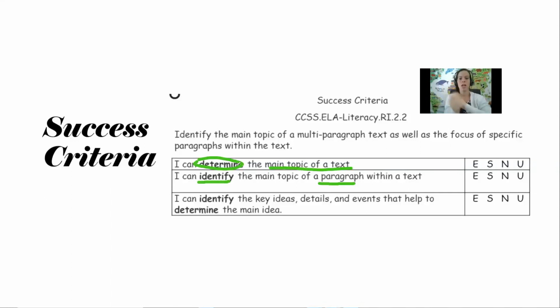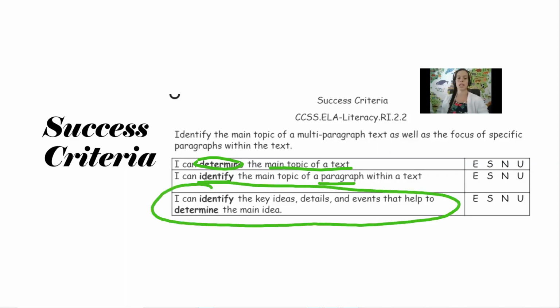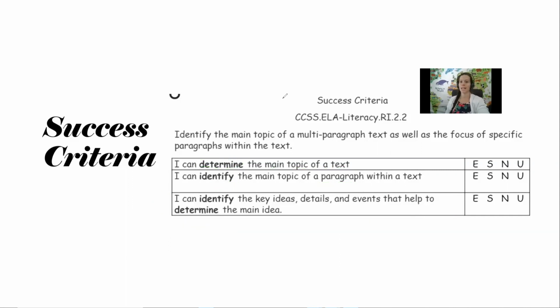All right. And we are going to just work on using all those key details in the text to help us determine that main idea. Remember, the word determine means to decide. You have to decide what that main idea is. So let's work on that together.